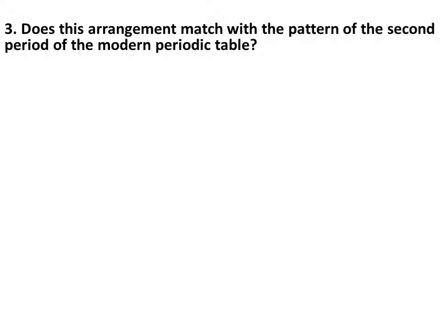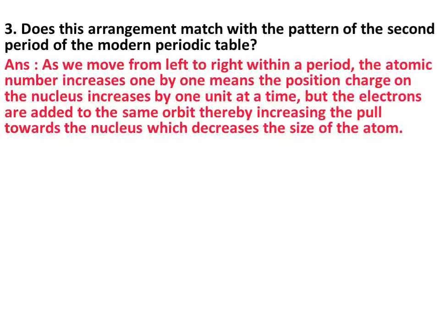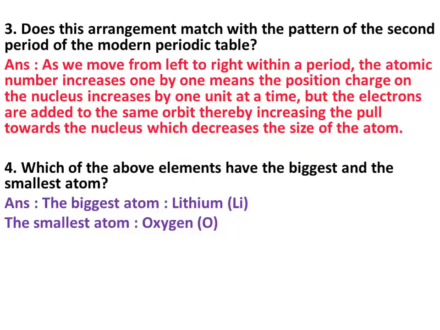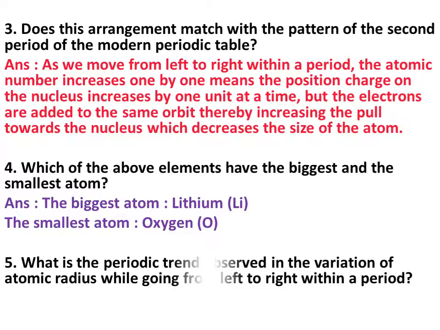The next question: does this arrangement match with the pattern of the second period of the modern periodic table? As we move from left to right within a period, the atomic number increases by 1, meaning the positive charge of the nucleus increases by 1 unit at a time. But the electrons are added to the same orbit, thereby increasing the pull towards the nucleus, which decreases the size of the atom. Which of the above elements have the biggest and the smallest atom? The biggest atom is lithium and the smallest atom is oxygen.